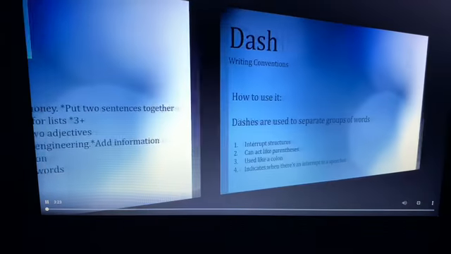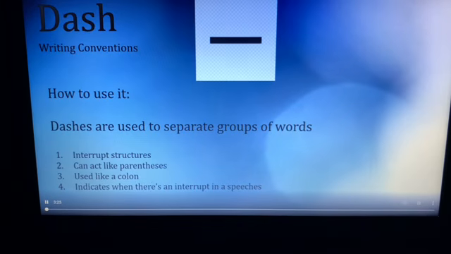And next up is the dash. The dash is to separate groups of words, and there are 4 ways to use it. It can interrupt structures, it can act like parentheses, be used like a colon, and indicate when there's an interruption in a speech.